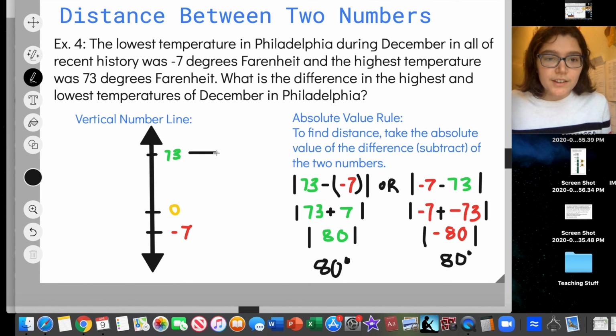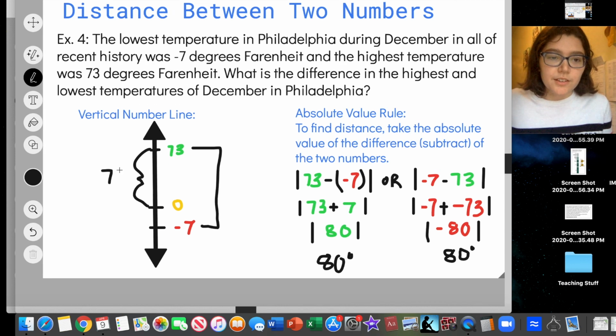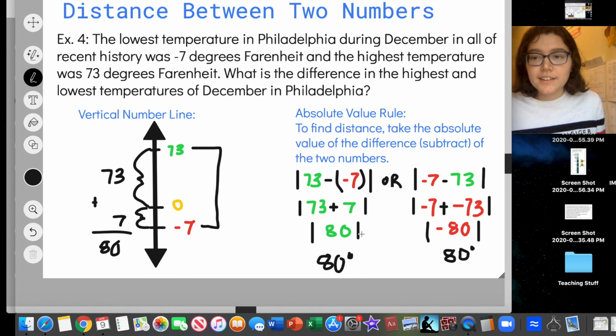I want to figure out how far this distance is from -7 to 73. How do I get there? Well, first let's figure out from 0 to 73. What's that distance? That's going to be 73. Okay, and then here, what's the distance between 0 and -7? How far away is -7 from 0? 7. Okay, so to find my total distance, I would just add this distance, 73, plus this distance, 7. And that's what I did here, and you get 80. So the distance between the two is 80.